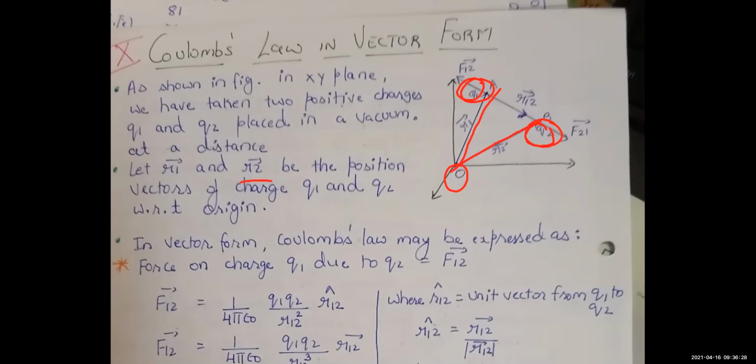So here we have considered two positive charges Q1 and Q2 which are placed in vacuum at points A and B. Let R1 be the position vector of charge Q1 with respect to origin and R2 be the position vector of charge Q2 with respect to the origin. Now, in vector form, if we want to give Coulomb's law, it gives you the magnitude of the force between the charges. So let's find out the force on Q1 by Q2.